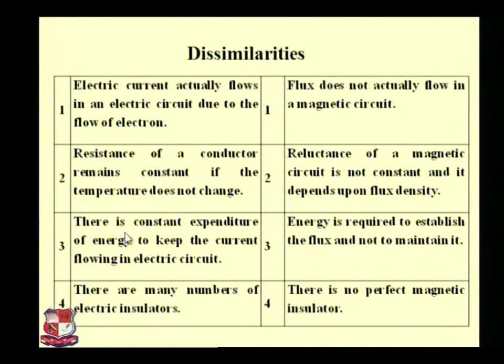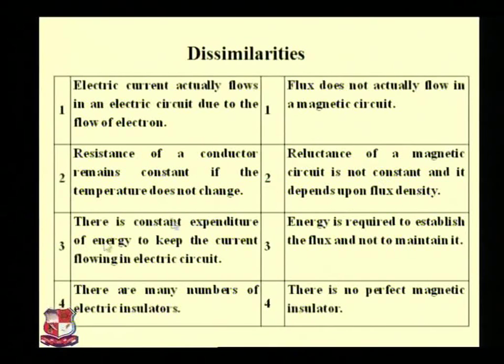Third point, there is constant expenditure of energy to keep the current flowing in an electric circuit. That means we require electromotive force to flow the current. We constantly provide the supply, then and only then current will flow. If we switch off the supply, then current will not flow. While in the magnetic circuit, energy is required to establish the flux and not to maintain it. Once the flux has been established, we don't have to worry, it will remain as it is.